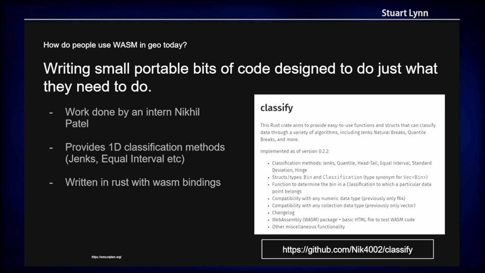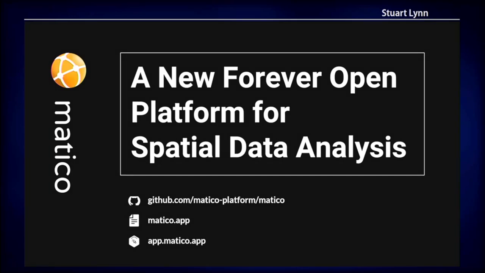And this is kind of how we're using it. This is a project that was done with an intern of ours at the center, Nikhil Patel, who wrote a map classification algorithm, doing Jenks, equal interval, and standard deviation classification in Rust that compiles to WebAssembly, and we can call that in the browser. It's a very tiny binary that gives us very fast methods for doing map classification in the browser. And so that's how we're thinking about it.